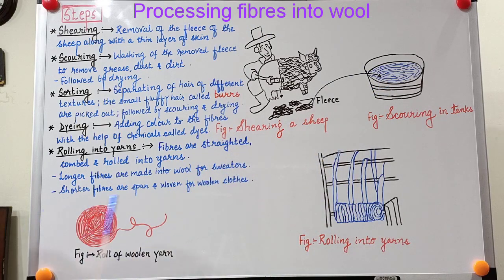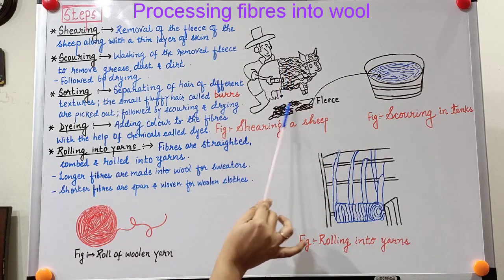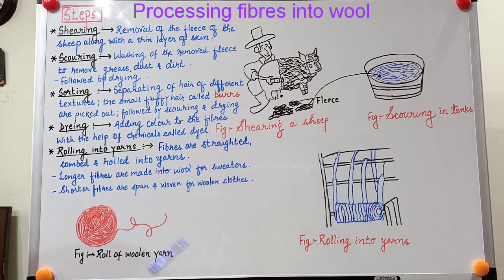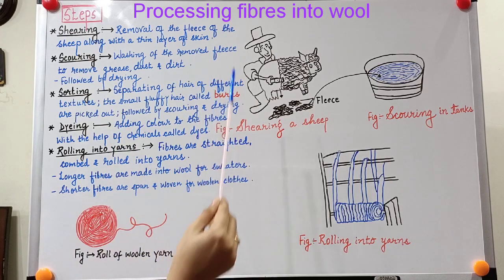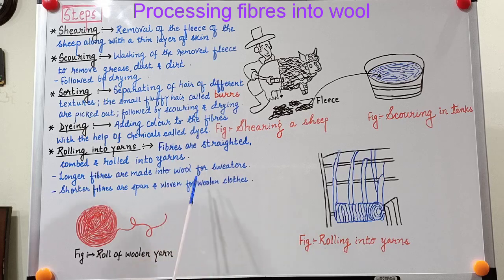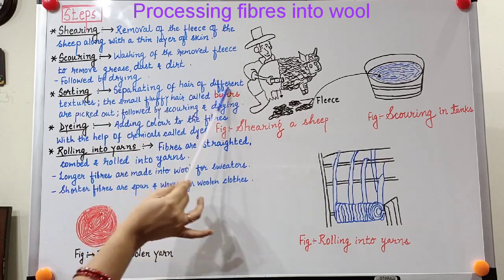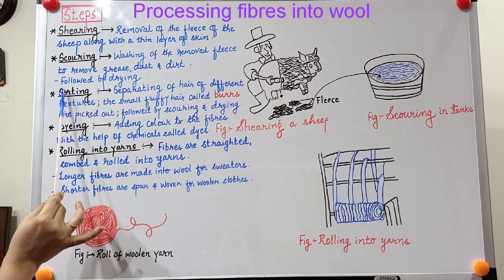Now we have got the clean fleece, and it contains the hair of different kinds. As I already told you about the coarse beard hair and the soft fluffy under hair. So different kinds of hair must be separated, and the process of separation of hair of different textures is called sorting.